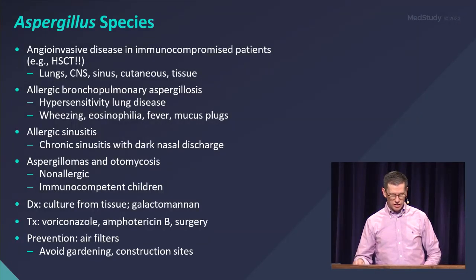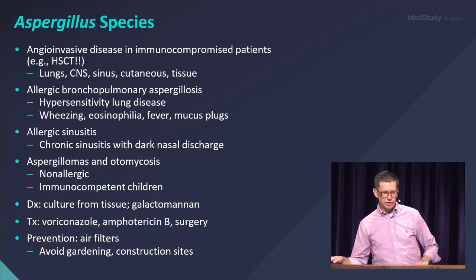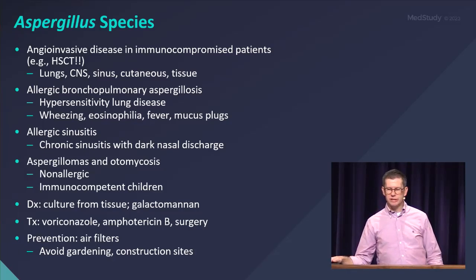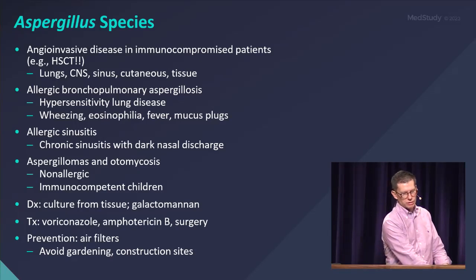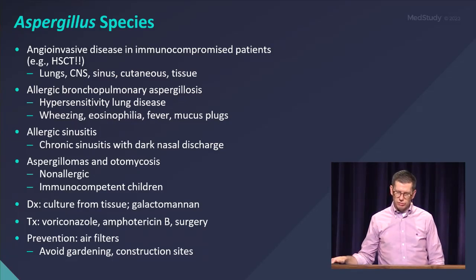Okay, kind of staying on fungus. So aspergillus, there are a couple of different ways it shows up. So angioinvasive disease in immunocompromised patients, think about your stem cell transplant kids. So this could be anywhere: lung, CNS, sinus, cutaneous. This is why it's really good to get a good oropharyngeal exam on these kids.